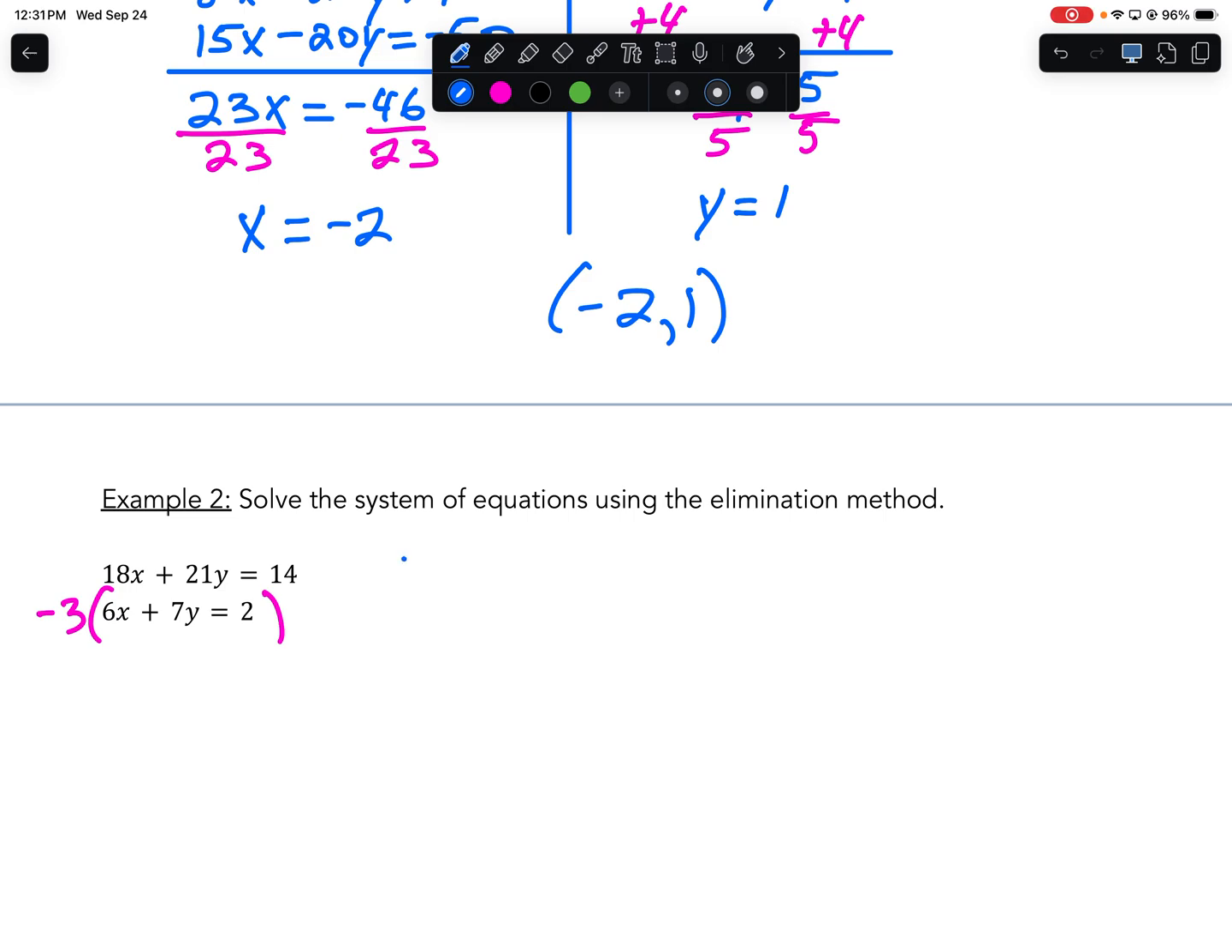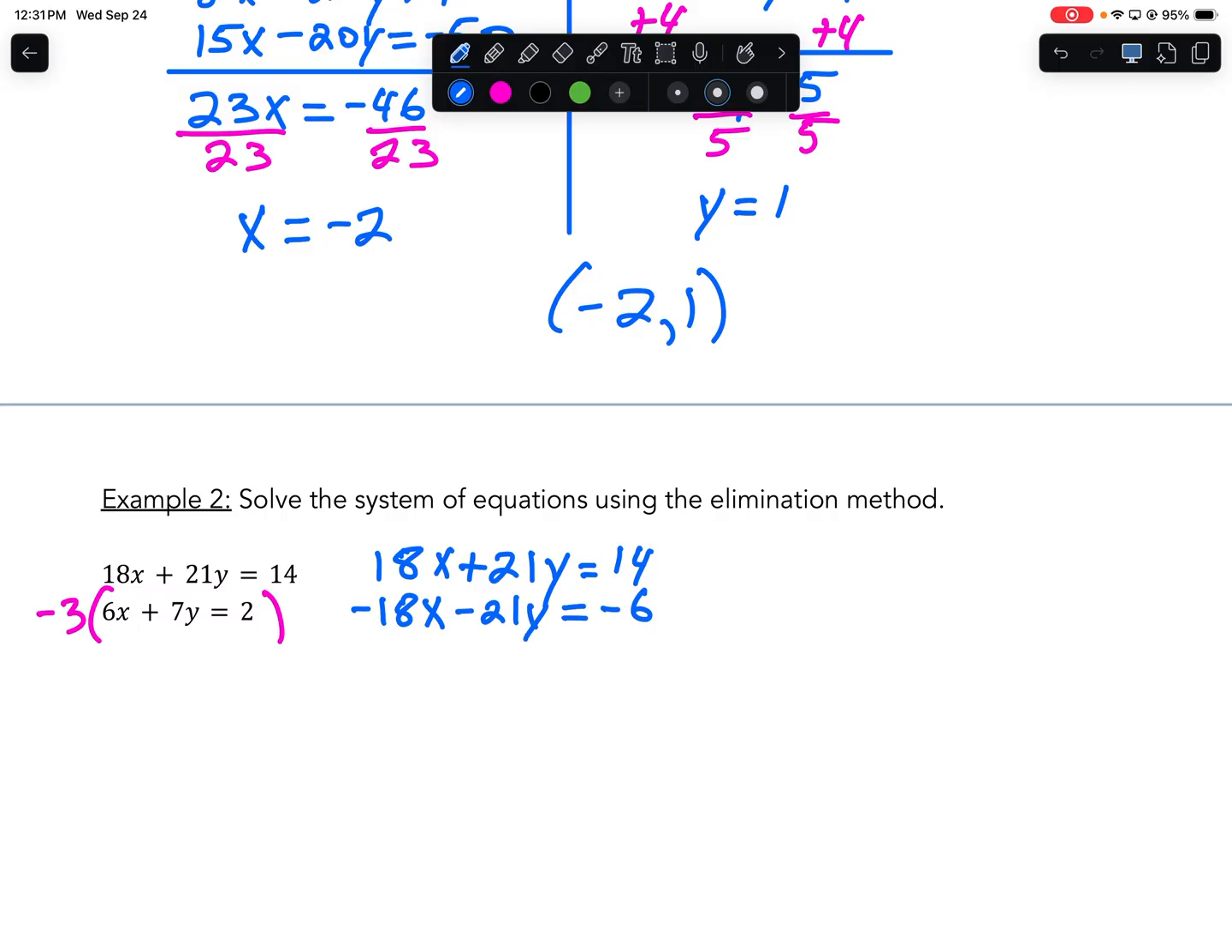So I'm going to rewrite it over to the side. Don't be lazy. Rewrite it over to the side. 18x plus 21y equals 14. And then kids sometimes will get confused. Do I add or subtract? That's why I like making one of the two negative. So I just say do what the signs tell you to do. It's plus minus, so subtract. Minus 21y.